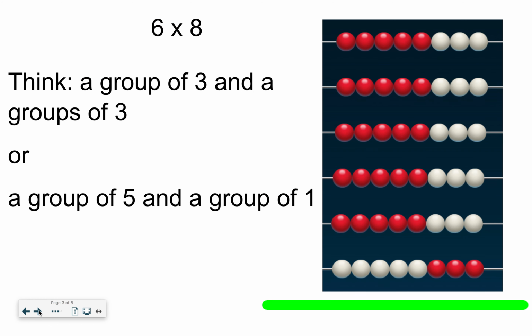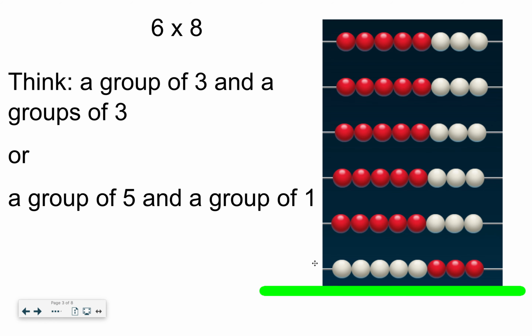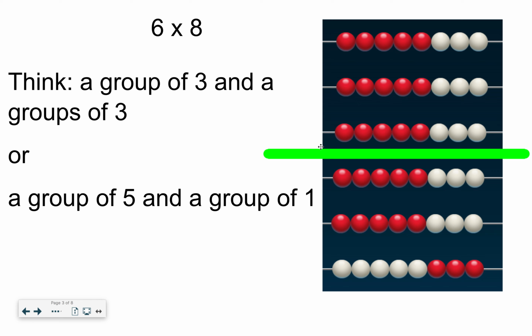So same strategies, just a different model. So I could think of 6 times 8 instead as 3 groups of 8 plus 3 groups of 8, because I know 3 times 8 is 24. So this part is 24, this bottom part is worth 24. 24 plus 24 is 48, which is the answer to 6 times 8.